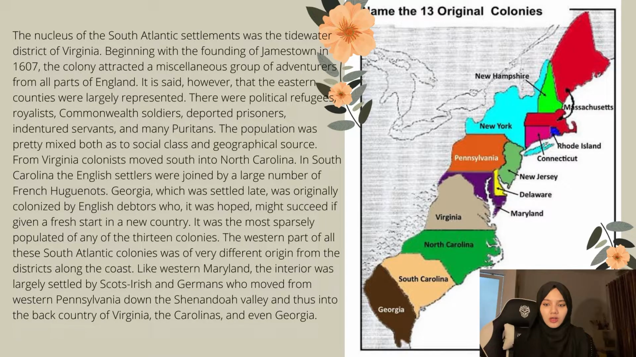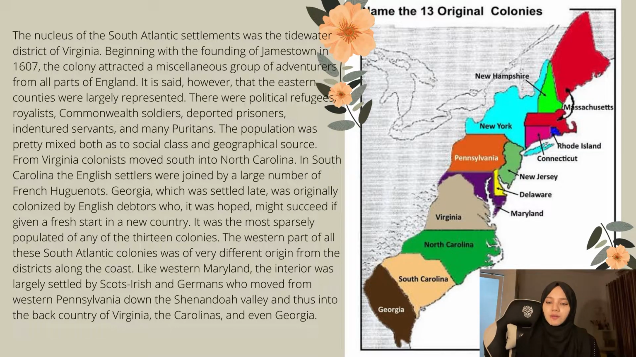From Virginia, colonists moved south into North Carolina. In South Carolina, the English settlers were joined by a large number of French Huguenots. Georgia, which was settled late, was originally colonized by English debtors who it was hoped might succeed if given a fresh start in a new country. It was the most sparsely populated of any of the 13 colonies.